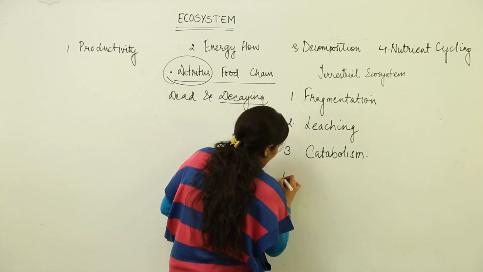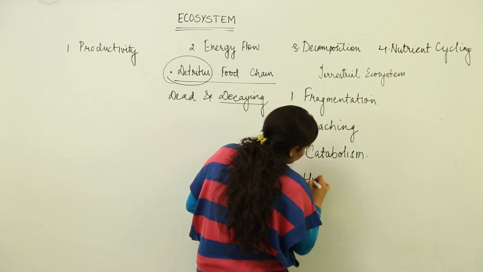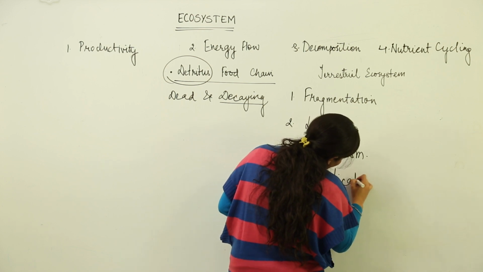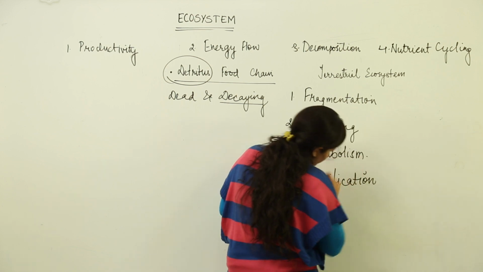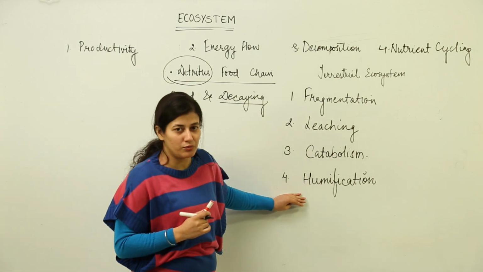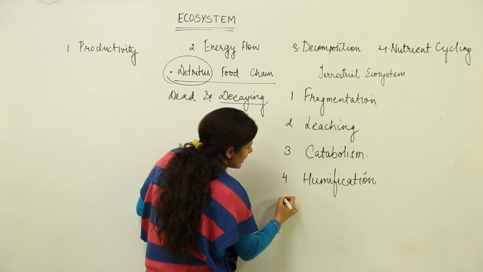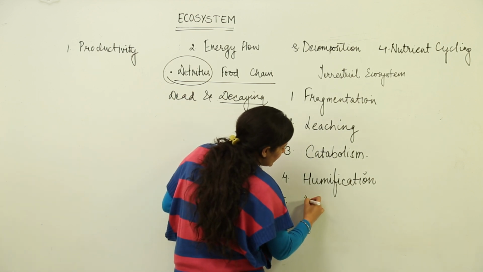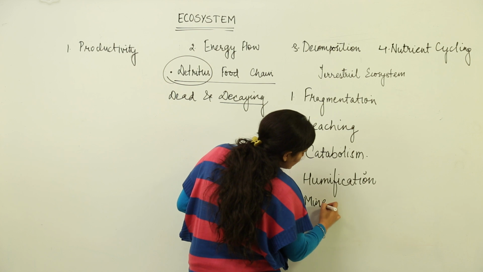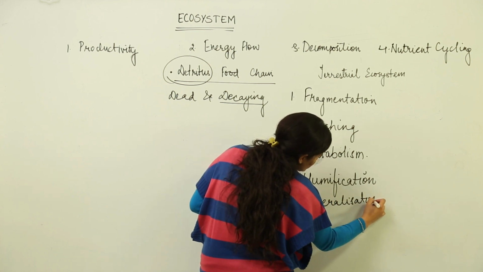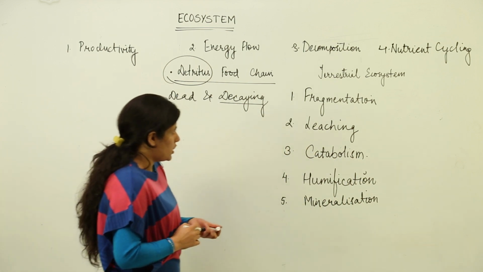Then the 4th step happens to be humification. Now what happens over here? All this is happening at a fast rate. Now somebody has to come and put a check on that fast rate. That is done by the process of humification. And the last one is turning to soil, that is mineralization. So this is what decomposition is going to be all about.